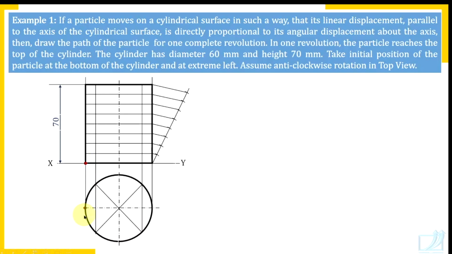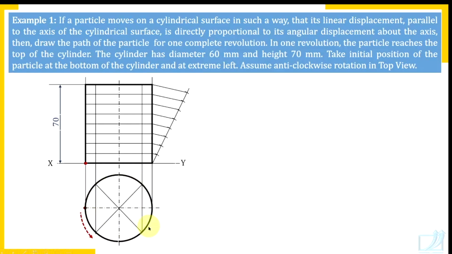Now one more thing you must know, whether it starts moving in anti-clockwise direction or clockwise direction. So check, it's given in the problem. Assume anti-clockwise rotation in top view. So this point moves in anti-clockwise direction. So why is it very important? Try to understand. There is a cylinder and this is front side. So first half of the revolution will be visible because it is on the front side, and next half of the revolution is hidden. So take care of that.